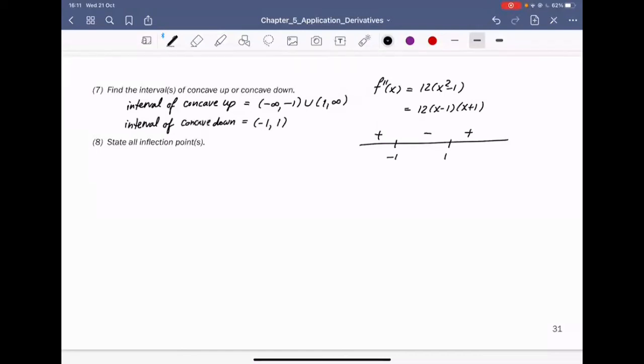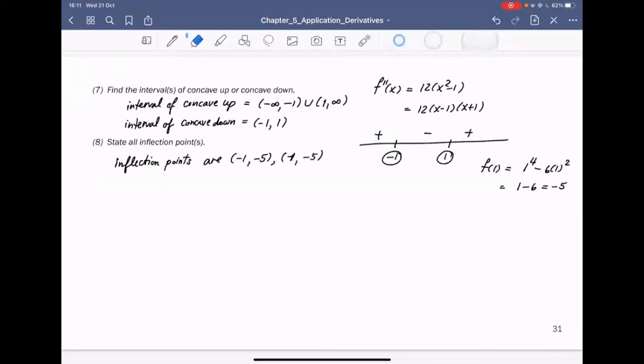Number 8. Are there any inflection points? For sure, we have inflection points, which are both of these two numbers here. Inflection points are the points where we switch from concave up to down or down to up. The inflection points are negative 1, something, and 1, something. So I have to plug in f of 1 here. It is 1 to the 4th power minus 6 times 1 squared, which is 1 minus 6. This is negative 5.